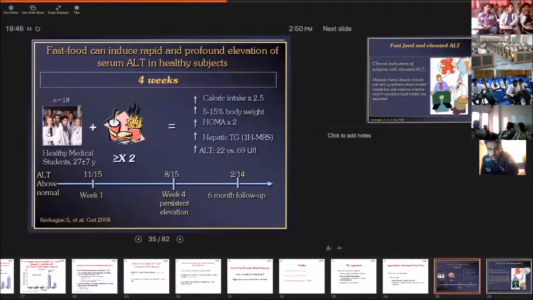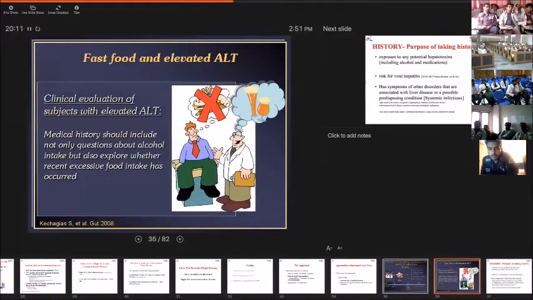Fast food can cause a rapid and profound elevation in serum ALT levels. An increase in calorie intake by 2.5 times and an increase in body weight by around 5 to 15% leads to an increase in the hepatic triglyceride level, and can lead to elevation in the ALT level. So the clinical evaluation and medical history should include questions regarding recent change in dietary habits, and regarding any recent alcohol binge or excessive intake that has occurred.